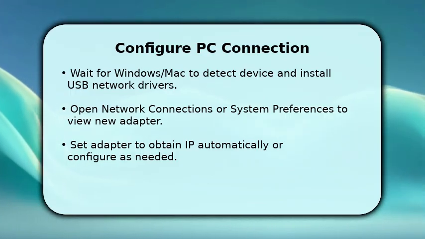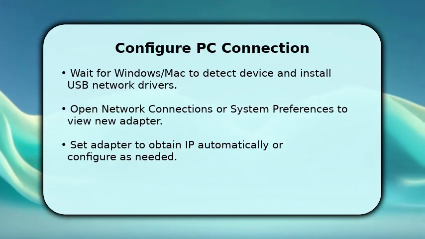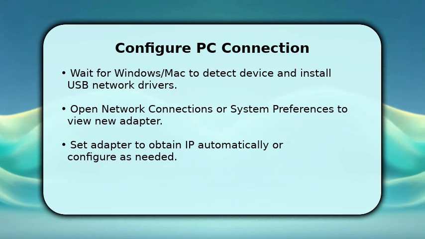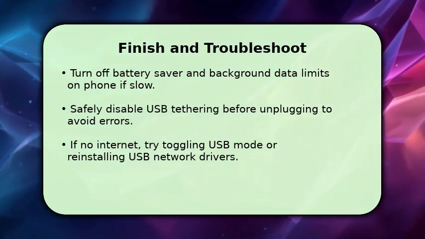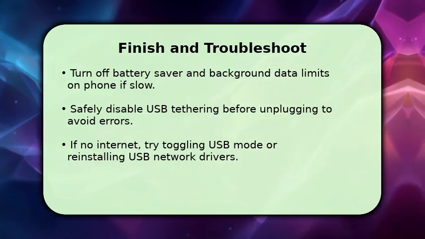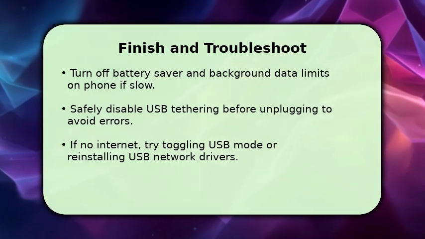You check this because incorrect IP settings are a common blocker. After configuring, test Internet in a browser to verify connectivity quickly. You finish by confirming browsing, checking speed, and monitoring data usage so you don't hit caps. Make sure to disable USB tethering in the phone settings before unplugging to avoid stale network states on the PC.